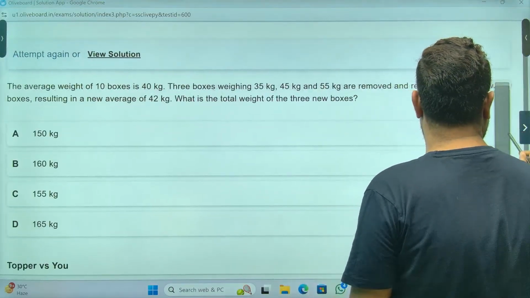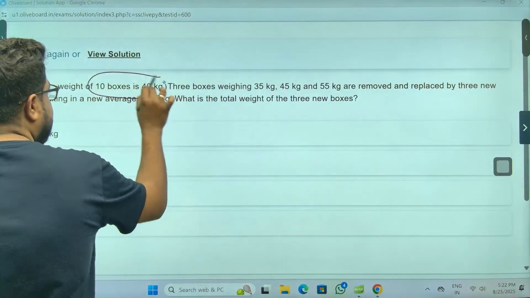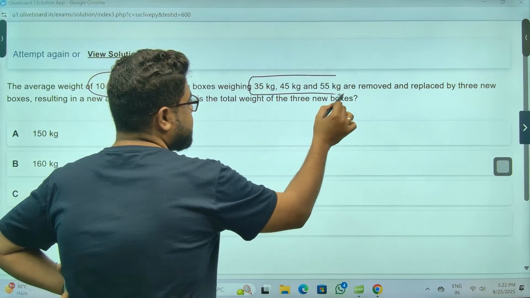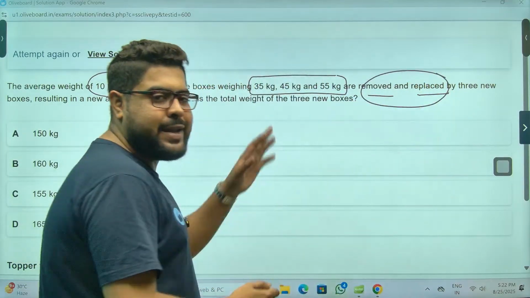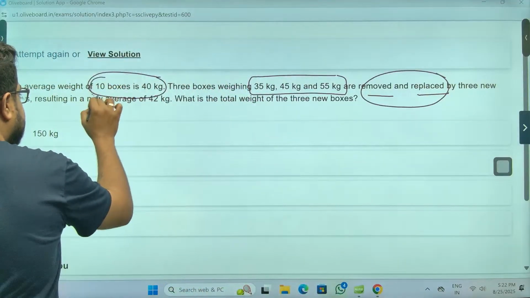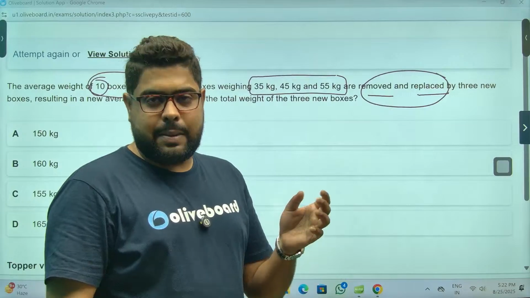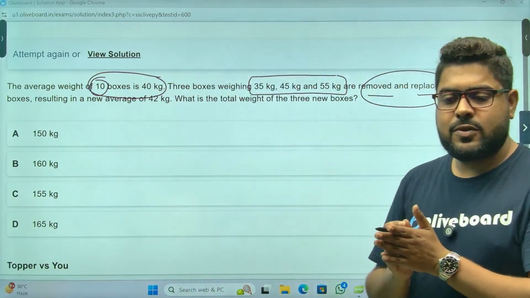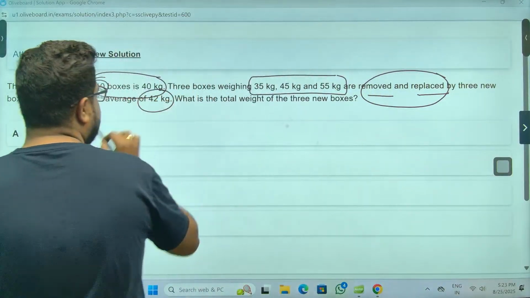Average. 10 boxes weight is 40 kg. Average. 3 boxes of this are removed and replaced. So replacement is the easiest type. Why? Because there were 10 boxes. After replacing, there will be 10 boxes only. Number of boxes will remain the same. 10 boxes will remain 10 boxes. So that's the beauty of this. So resulting in a new average of 42 kg.